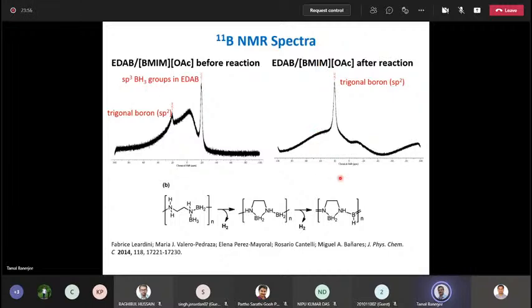So you can say that the hydrogen is mainly due to the consumption of the BH3 group. This also matches the reaction mechanism proposed by a previous author, Liardini, who also proposed a similar mechanism. So we say that the pathway which we predict is correct.